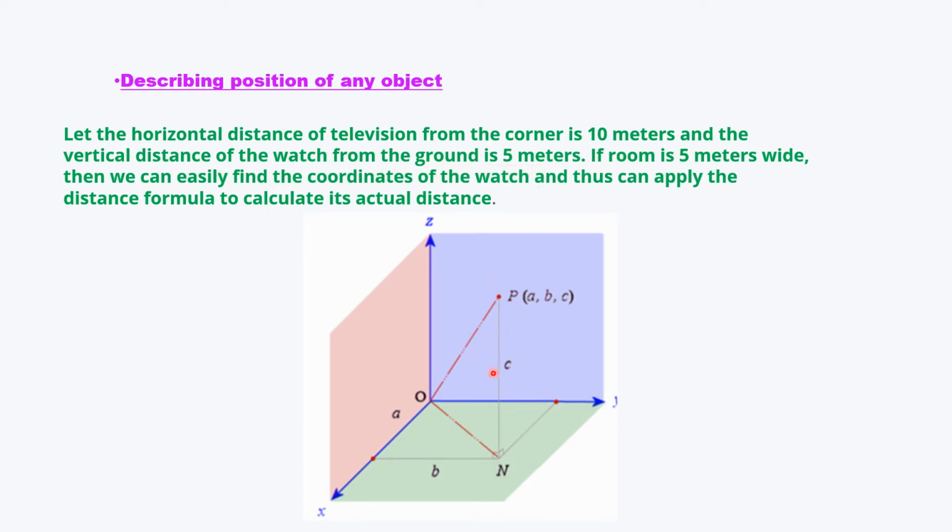So the coordinates of P, which are the coordinates of the watch, are ready. N is the place of the television and P is the place of the watch. The distance between point P and N can be measured using the distance formula. Here A determines the x coordinate, B the y coordinate, and C the z coordinate. As per our sum, A is the width, B is the distance of the television from the corner, and C is the distance of the watch from the ground.